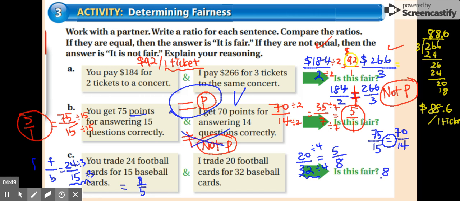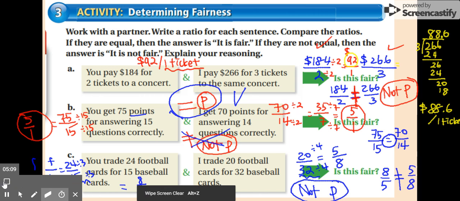So what do you think? 8 to 5 and 5 to 8. Do you think they're equal? They're not equal. So it's not fair and it's not proportional. So when you simplify two ratios, they should be equivalent, then you can call them a proportion. Simple.